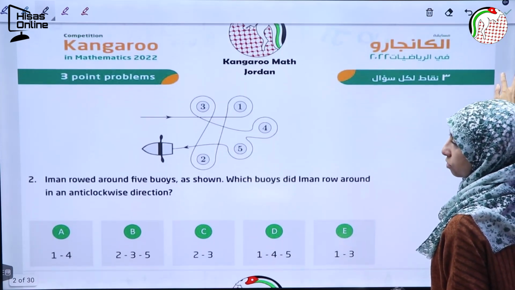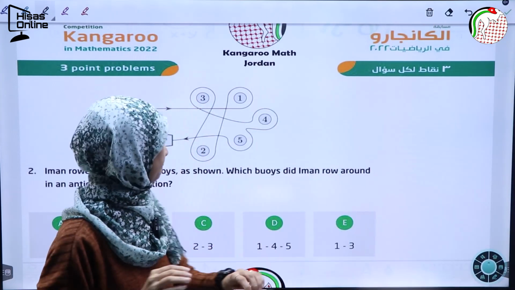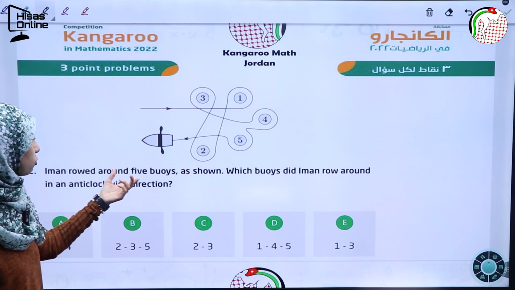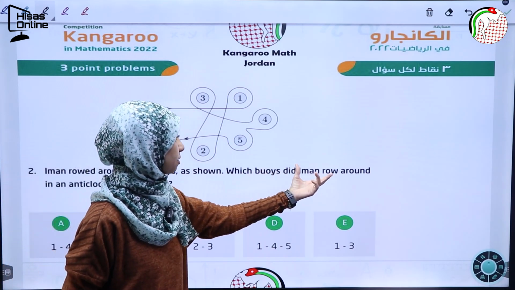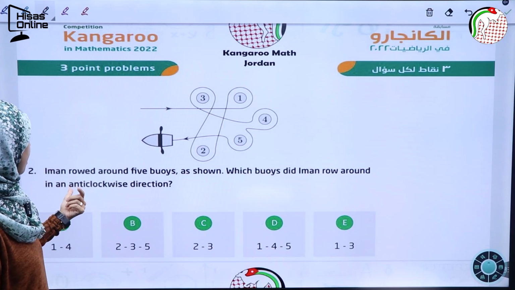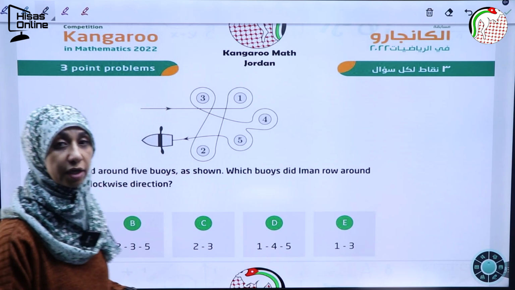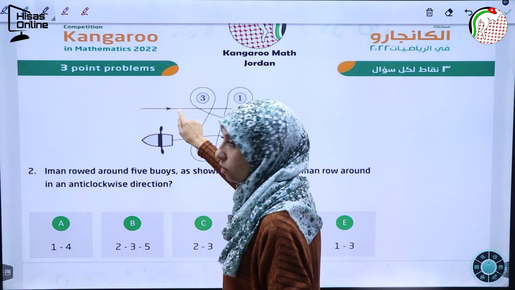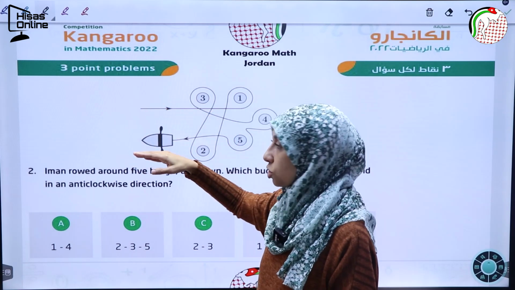Now, moving to the next question. Question 2 here. Iman rode around 5 bios, as shown. Which bios did Iman row around in an anti-clockwise direction? So, let's move with the arrow, the starting point, and see which one she rode anti-clockwise.